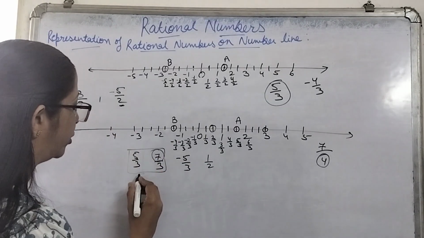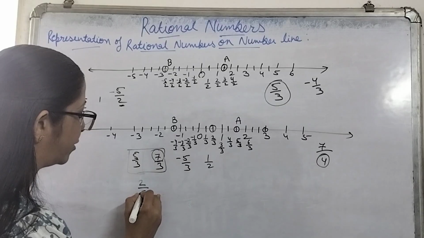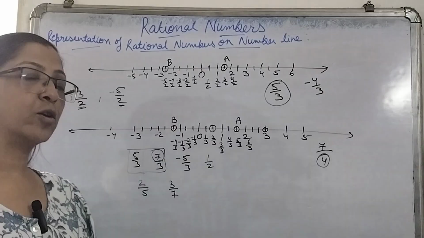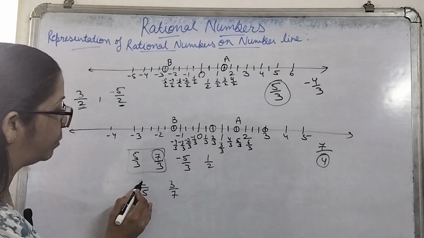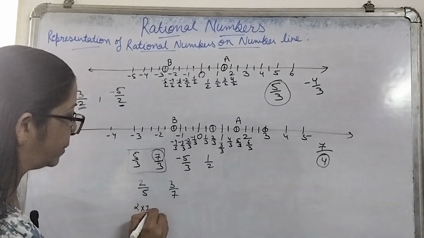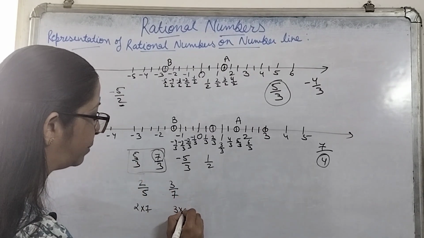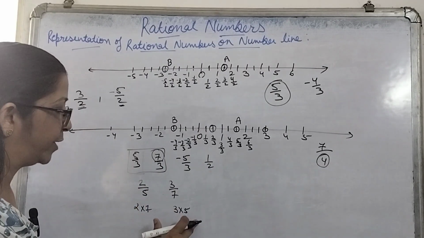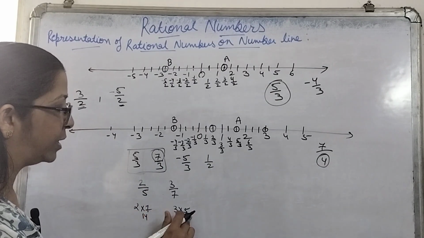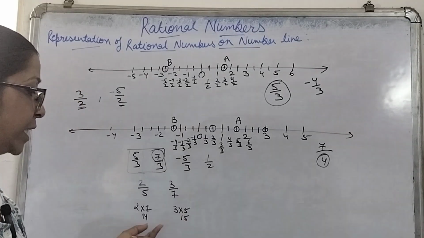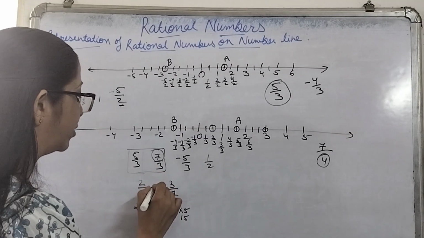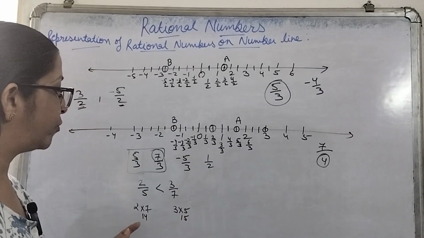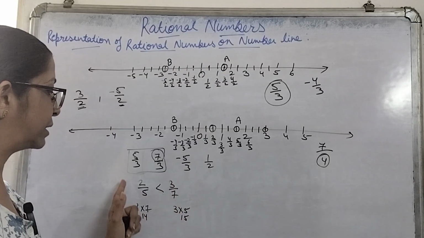Another method: suppose your number is 2 upon, say, 5, and another number is 3 upon, say, 7. This method is known as the cross multiplication method. We will be multiplying 2 with 7, and we will be multiplying 3 with 5. In cross we will be multiplying: 2 multiplied by 7 and 3 multiplied by 5. 2 multiplied by 7 is 14, 3 multiplied by 5 is 15. 15 is greater than 14, so 3 upon 7 will be greater than 2 upon 5, because the value 15 is greater than 14. So we will say that 3 upon 7 is greater than 2 upon 5.